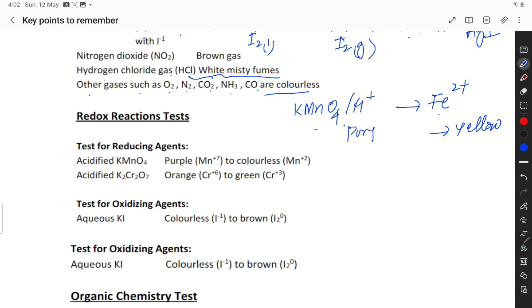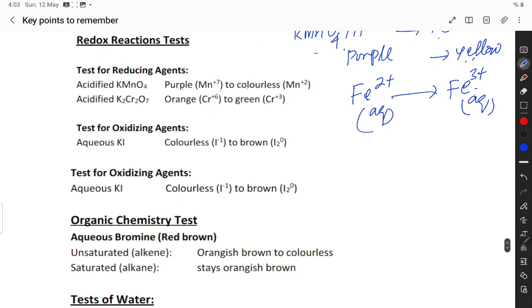Purple to yellow. Why purple to yellow? Because KMnO4 oxidizes iron 2 to iron 3, and I have earlier discussed that iron 3 in aqueous form makes a yellow colored solution. So that's why this is oxidized to iron 3. So iron 3 is present in the solution. The color change is yellow.